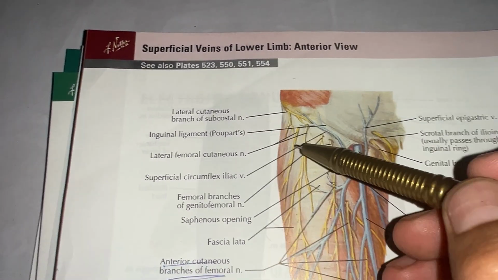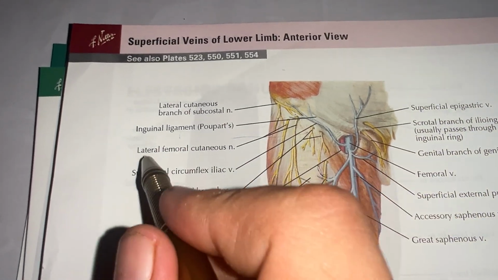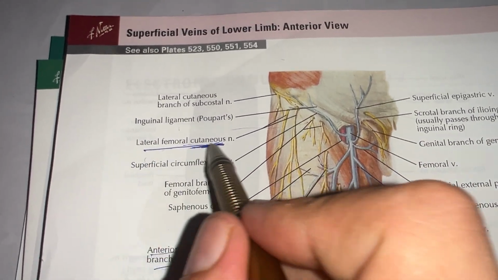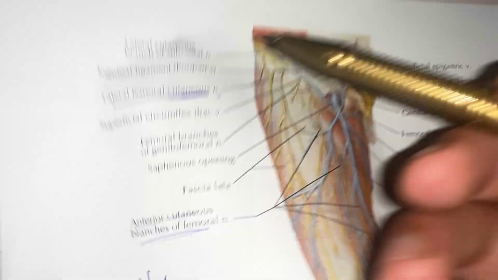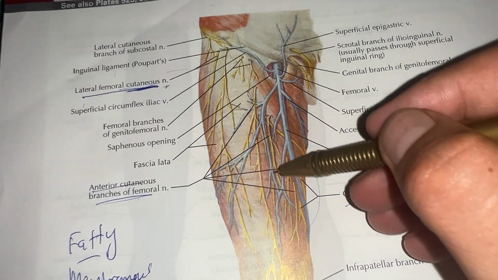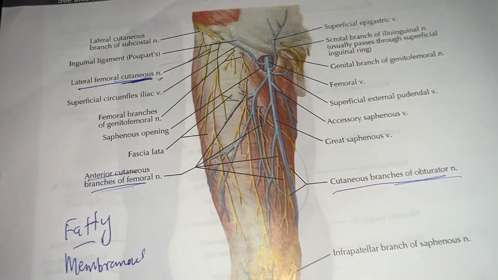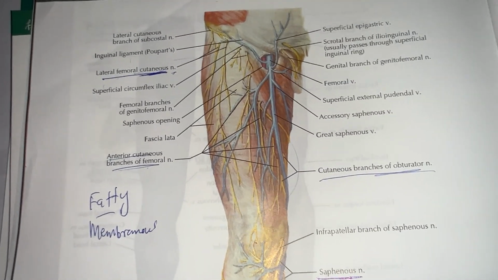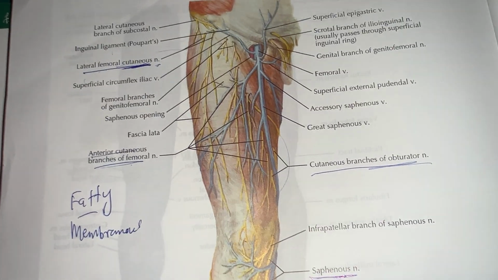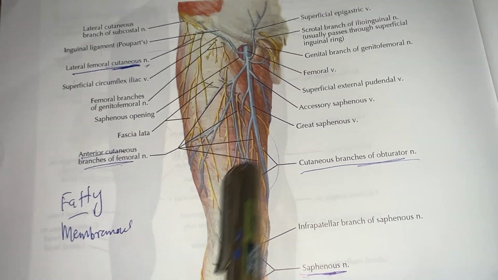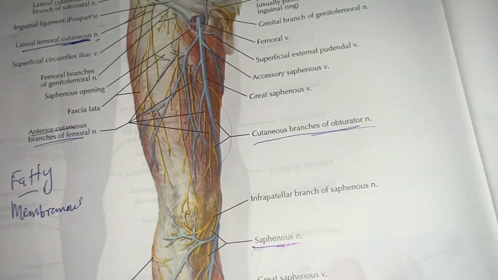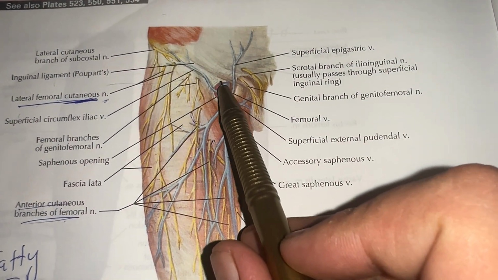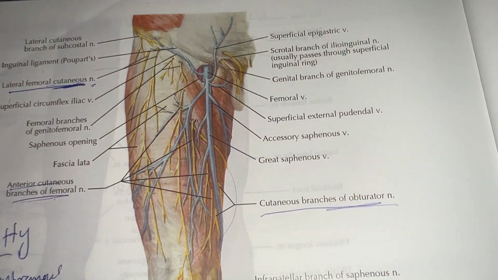This is the other cutaneous branch, the lateral femoral cutaneous nerve, and this one is the intermediate femoral cutaneous nerve. So the fatty layer of the superficial fascia has the great saphenous vein, cutaneous nerves of the thigh, and lymph nodes, while the deep fascia has this opening. This opening is called the saphenous opening.